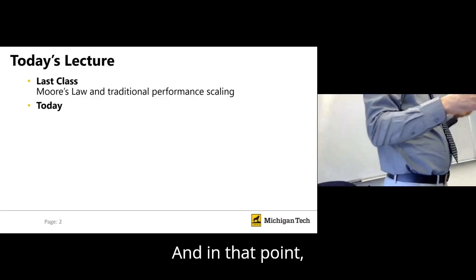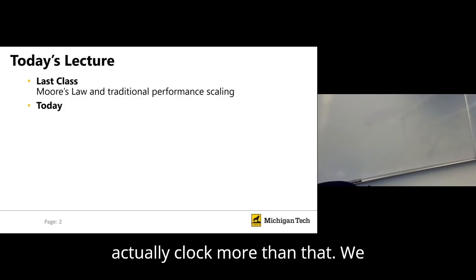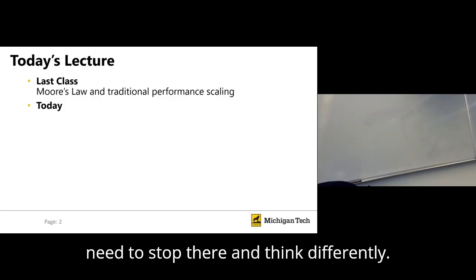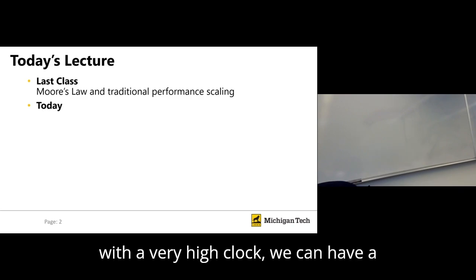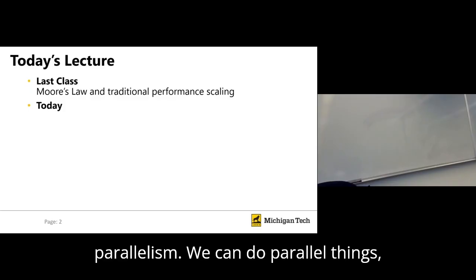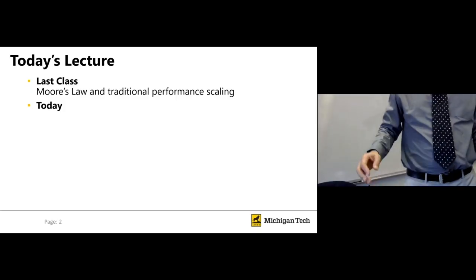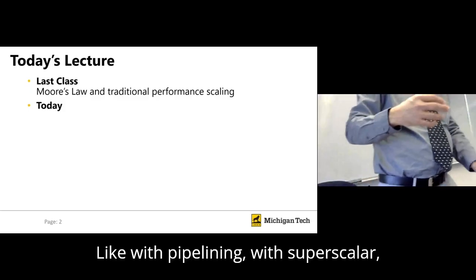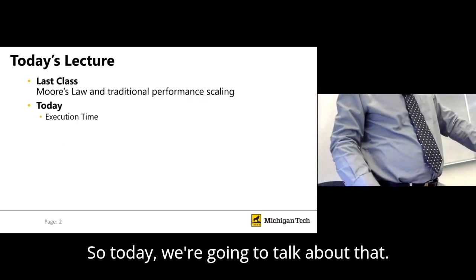And at that point, engineers like you guys realized we can't increase the clock more than that. We need to stop there and think differently. Instead of having one CPU with a very high clock, we can have a lower clock but multiple CPUs. We can do parallelism. We can do multiple things at the same time, like with pipelining, with superscalar, with multi-core design. So today we're going to talk about that.